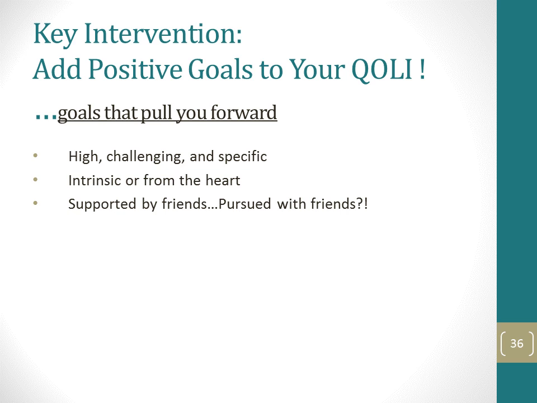I find this at Baylor sometimes. We have students, one of my clients, an immigrant student whose parents really want him to be successful as a physician, even though he really doesn't have the interest or aptitude for pre-medical courses. So we're trying to identify some intrinsic goals that he could pursue that capitalize on some of his strengths. It also can help if your goals are supported by friends, even pursued with friends, which I've seen before.